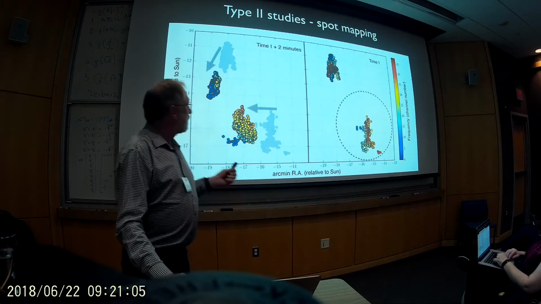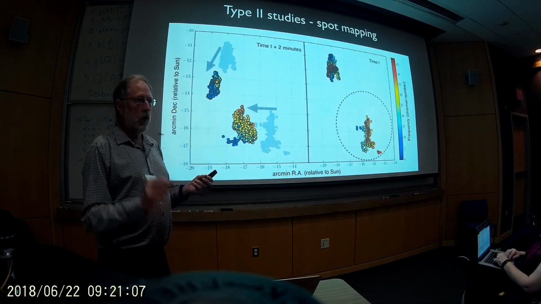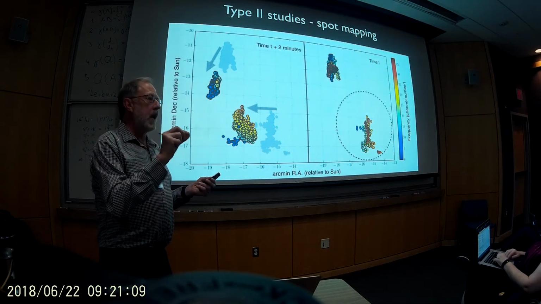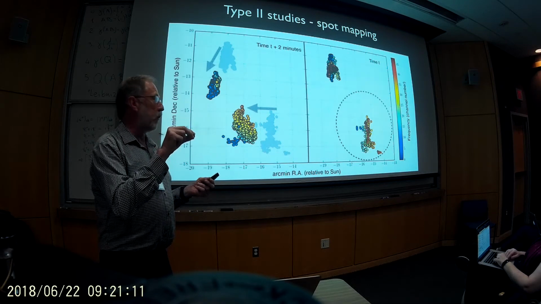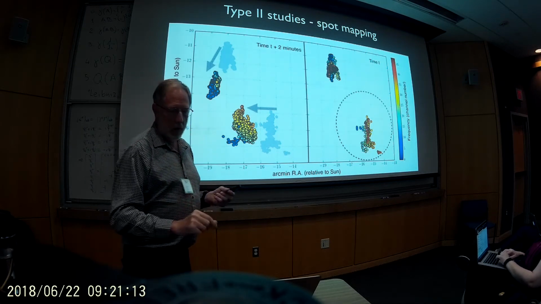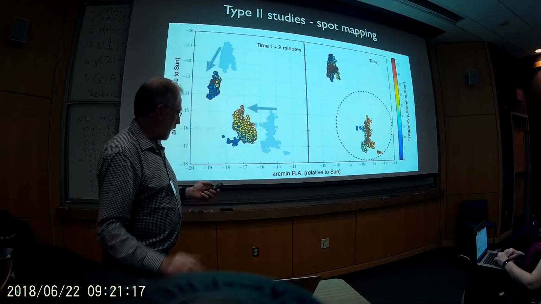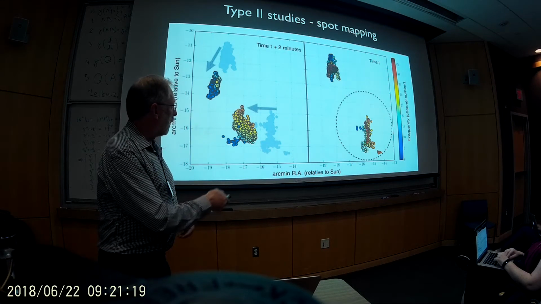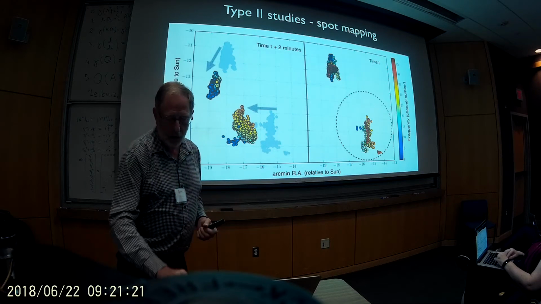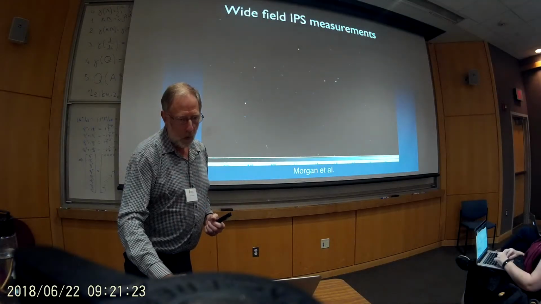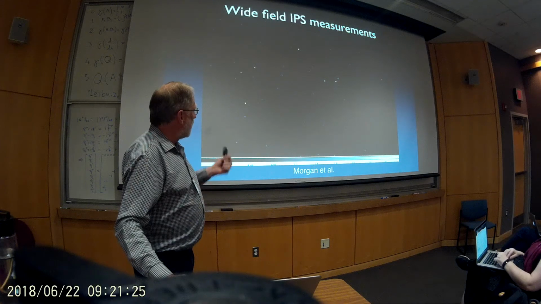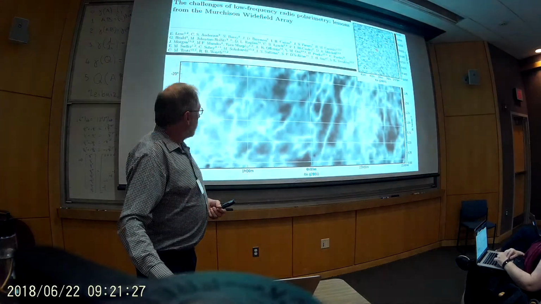Type 3 studies, this has been shown before. We're able to do just position measurements of spots of emission, and for type 2 radio emission, you can make really spectacular high-resolution pictures of where the emission is coming from, and this is the size of the MWA beam, so that's much smaller than that. Wide field IPS measurements, this has been seen many times. These are examples of the type of science you can do.